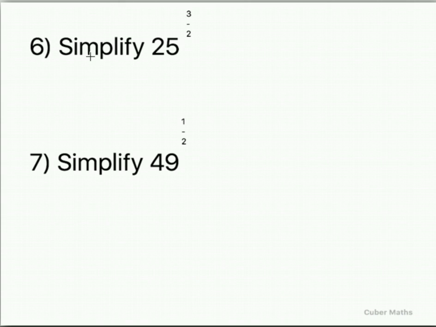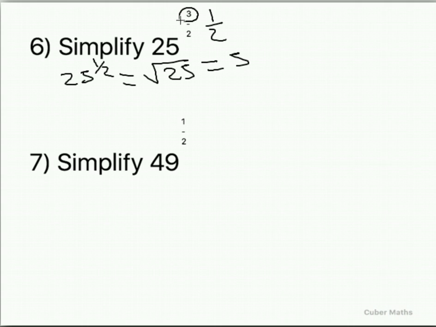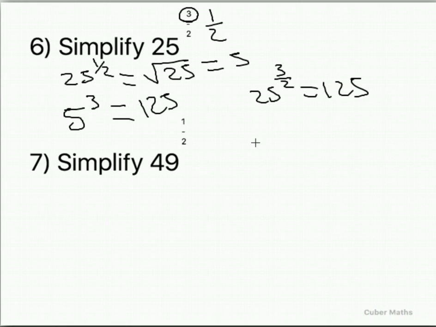So here's our sixth problem, and it says simplify 25 to the power of 3 over 2. And like we said before, we'll concentrate on the 1 over 2 bit of it first. So 25 to the power of 1 over 2 is equal to the square root of 25, and the square root of 25 is 5. Now we need to concentrate on our 3 of it. So we're going to do 5 to the power of 3, which is equal to 5 times 5 times 5, which is 125. So 25 to the power of 3 over 2 is equal to 125.